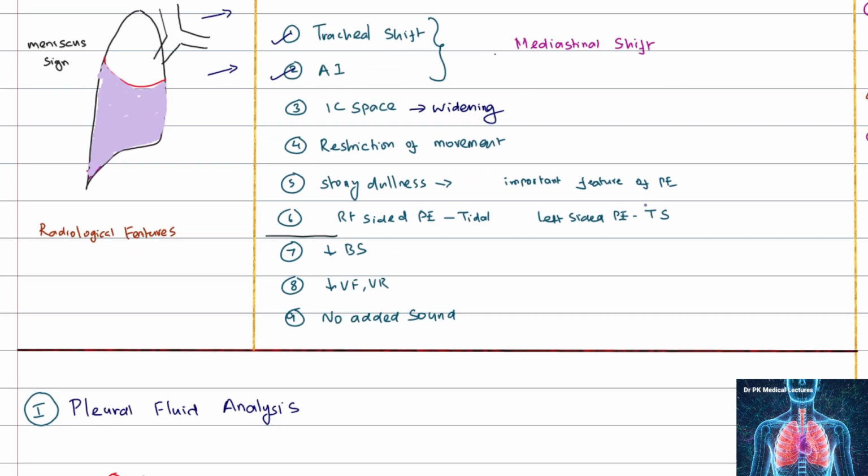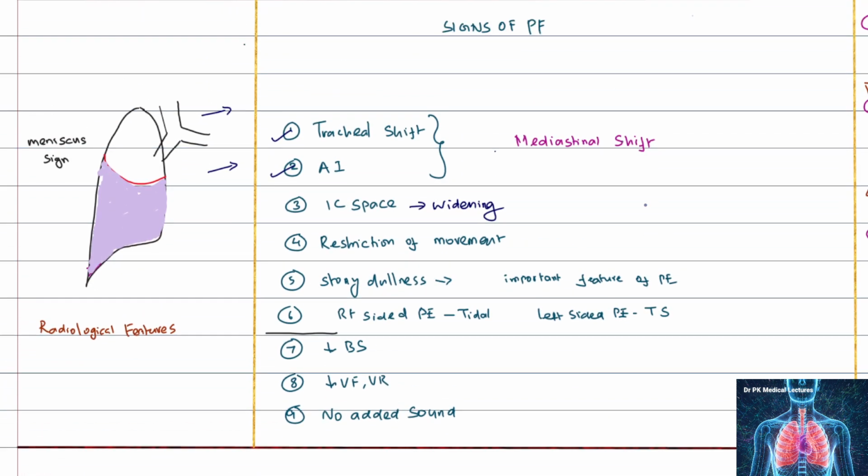Now we move on to signs of not only tuberculous pleural effusion but any pleural effusion. Mediastinal shift is an important feature of pleural effusion. In pleural effusion, the mediastinum is shifted away from the side of lesion. So in cases of right side pleural effusion, the trachea is shifted to left side and also the apical impulse.